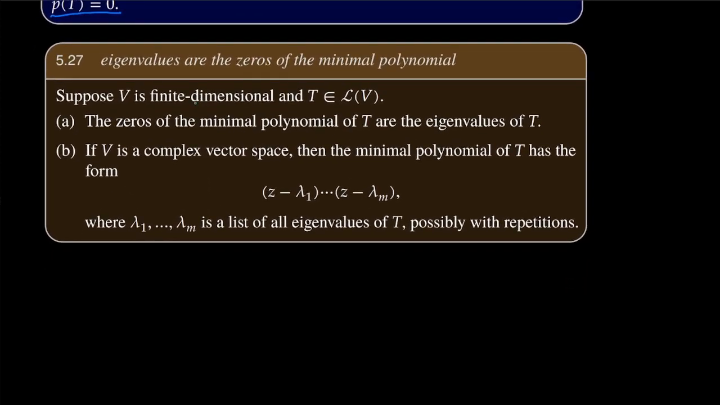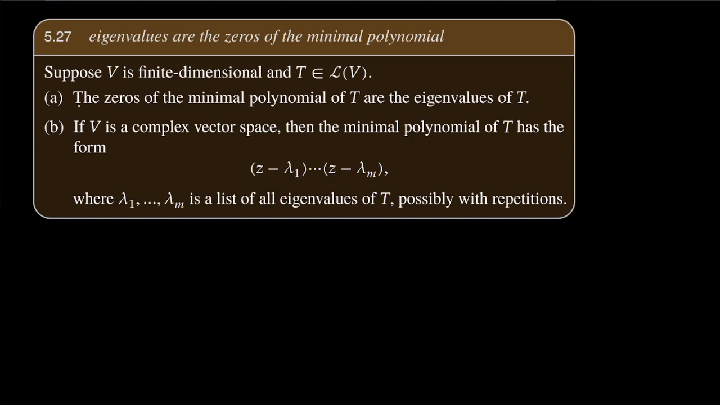Okay, cool. So here's what we'll prove. The first thing we'll prove is that for T, an operator on a finite dimensional vector space, the zeros of the minimal polynomial of T are the eigenvalues of T. As a consequence of the fundamental theorem of algebra, we'll then be able to say that if V is a complex vector space, then the minimal polynomial of T has this form. That is, you can factor it all the way out into a list of eigenvalues of T, possibly with repetitions, or into a product of linear terms whose zeros are the eigenvalues of T, potentially with some of them repeated more than once. Okay, let's do it.